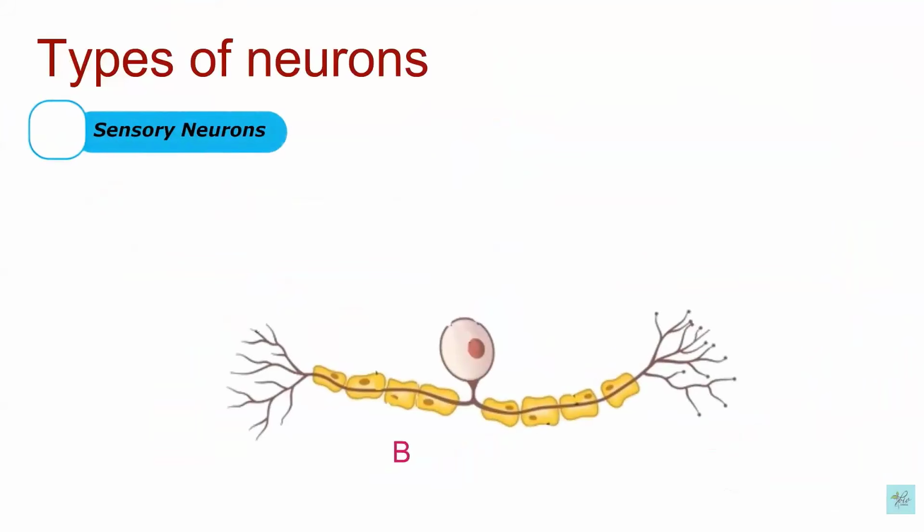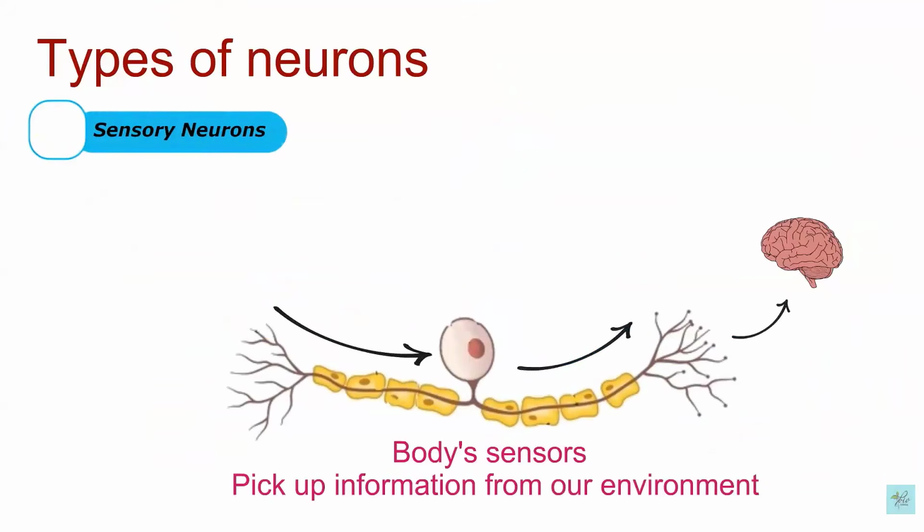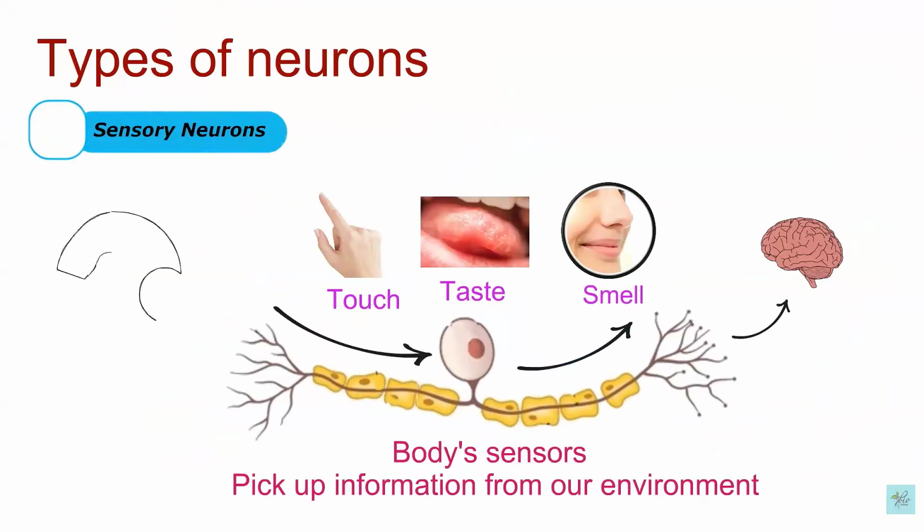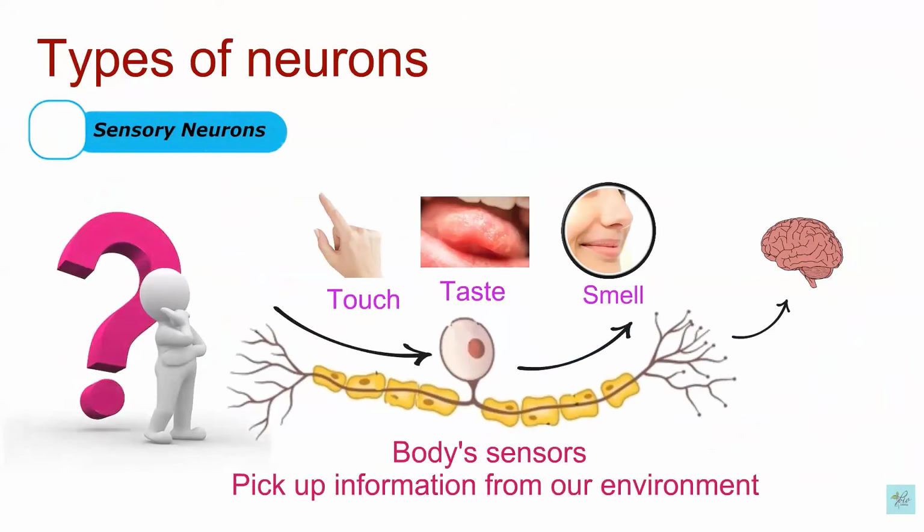First of all, let's discuss sensory neurons. These neurons are like the body's sensors. They pick up information from our environment, like touch, taste, and smell. Can you think of an example of a sensory experience?